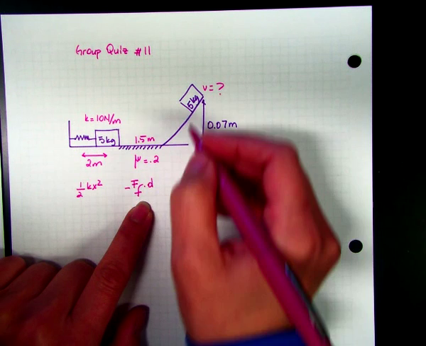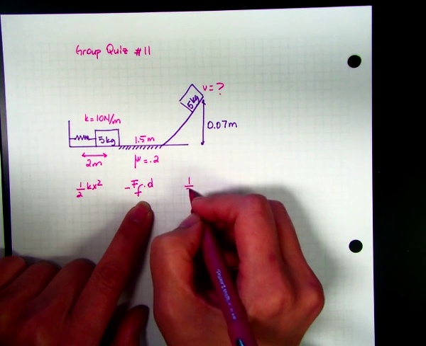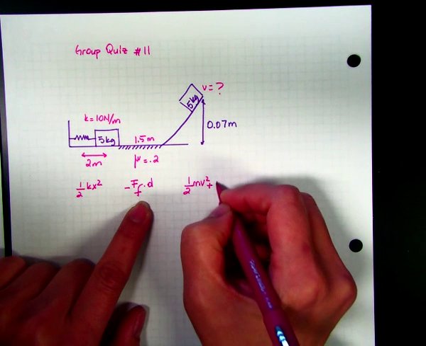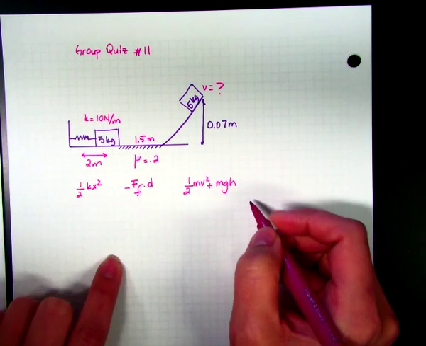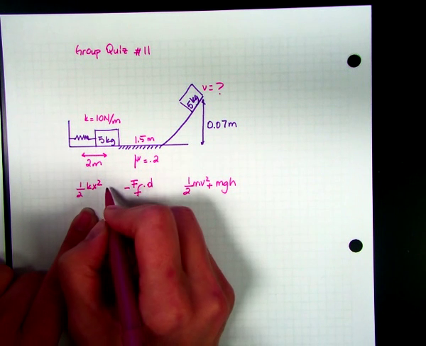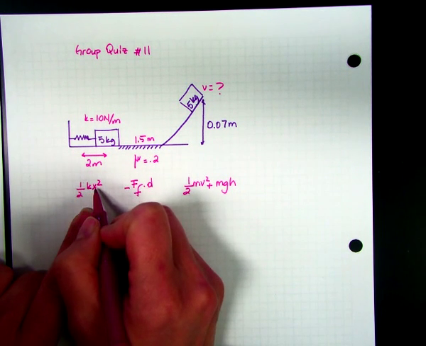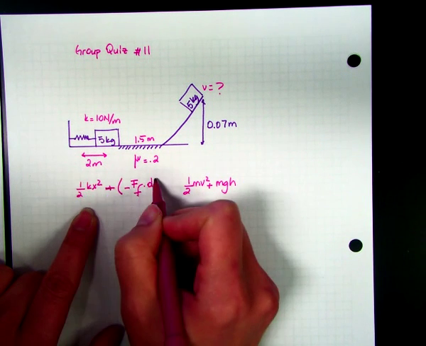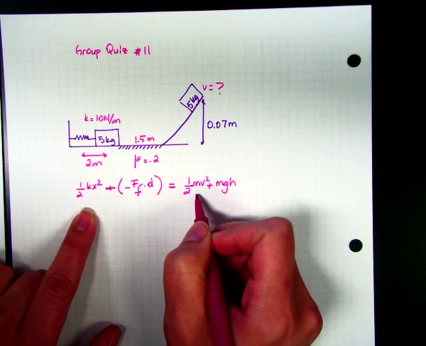And then at the top of the hill, the object still has some velocity, so it has kinetic energy, but it also has potential energy because of the height. So if you start off with this energy, spring potential energy, and then you subtract the work done by friction force, you can get the energy at the top of the hill.